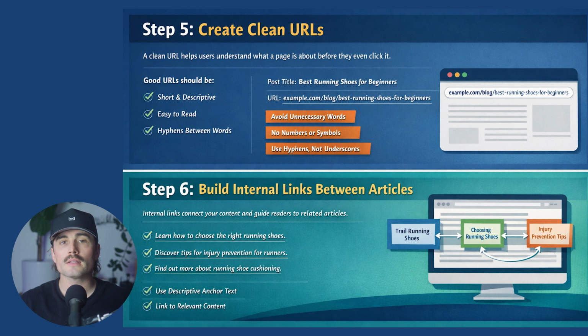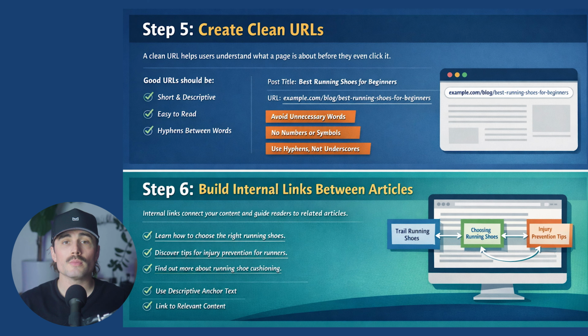Step 5, create clean URLs. A clean URL helps users understand what a page is about before they even click it. In Squarespace, each blog post automatically generates a URL based on the post title. For example, a post title "best running shoes for beginners" might generate a URL like example.com/blog/best-running-shoes-for-beginners. You can edit the URL slug inside the post settings.